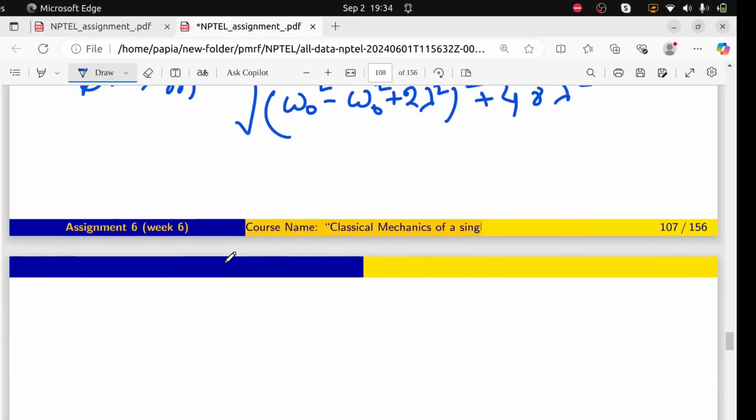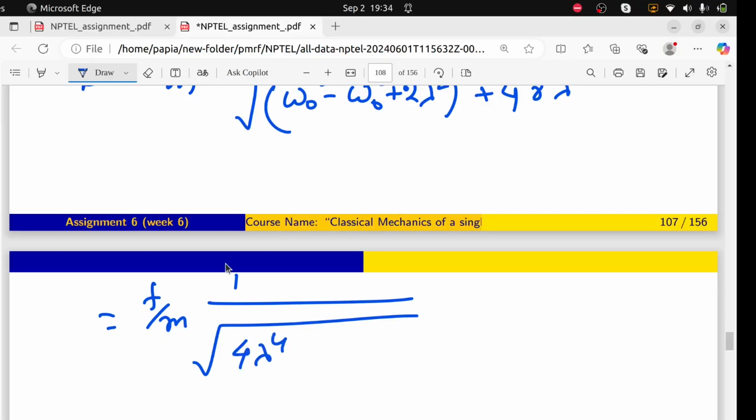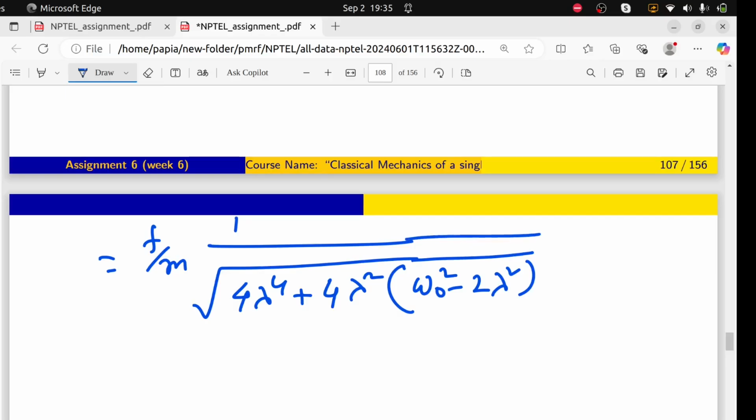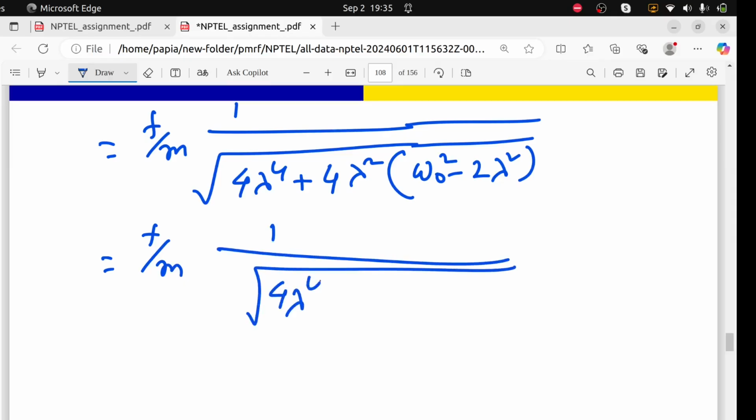Now you can see f by m, 1 by root over 4 lambda to the power 4 plus 4 lambda square gamma square. What is gamma square? Gamma square is omega 0 square minus 2 lambda square. So this will be f by m root over 4 lambda to the power 4 plus 4 lambda square omega 0 square minus 8 lambda to the power 4.